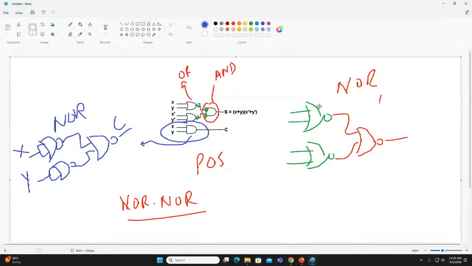Assume that we want to add two n-bit numbers. A, which color is A? Red. Right. We call this a n minus one, a n minus two, and so on until a1 and a0.